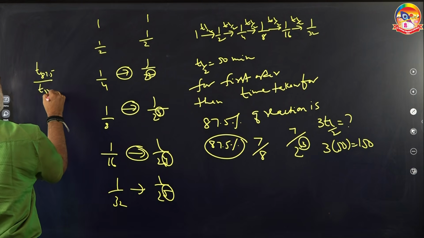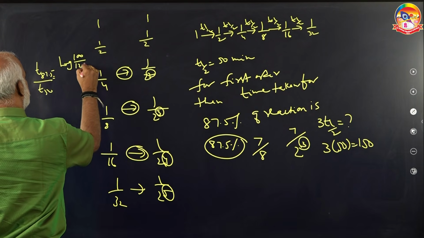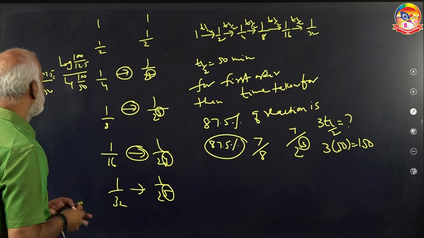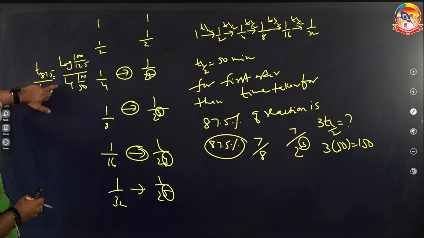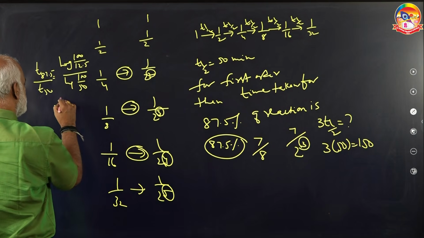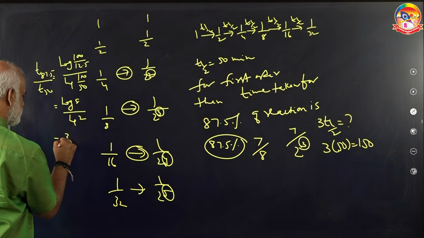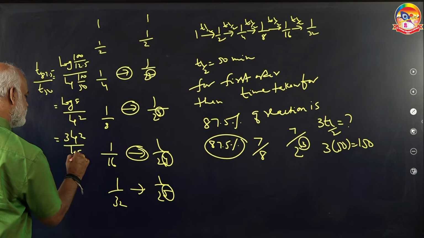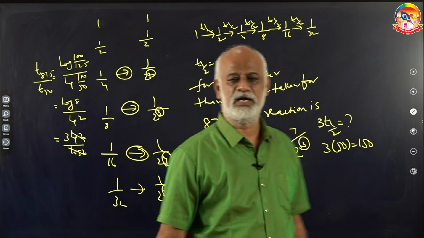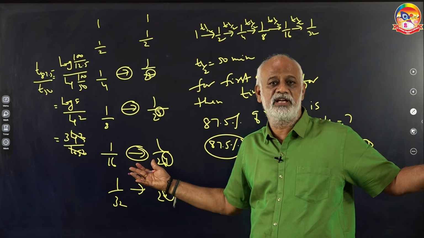T 87.5 by T 50 will be logarithm of 100 by 12.5 by logarithm of 100 by 50. So how did we get this? 2.303 by k I cancelled. Now this will be equivalent to logarithm of 8 by logarithm of 2, which will be 3 log 2 by log 2, which will be cancelled. Also you can get that log 87.5 by log 50 is equal to 3. This is also the way in which you can do.